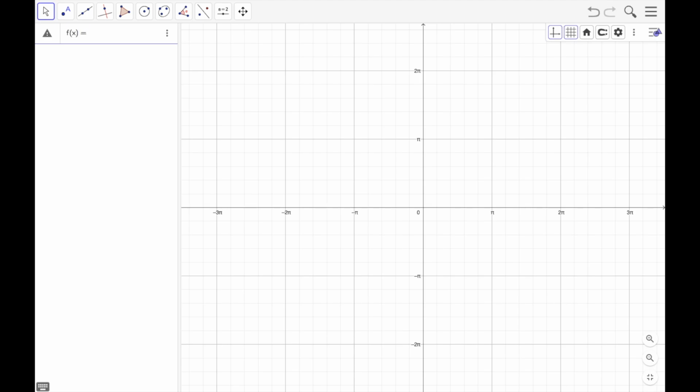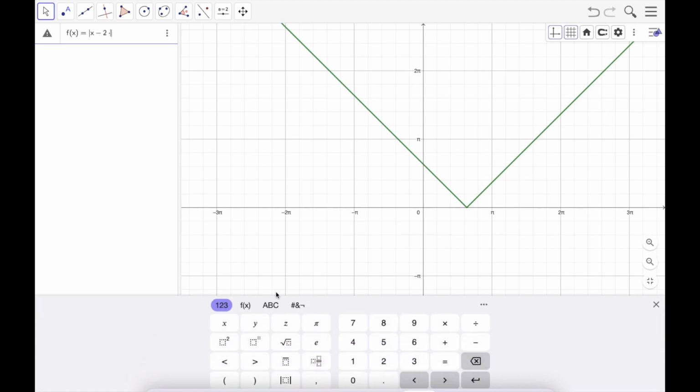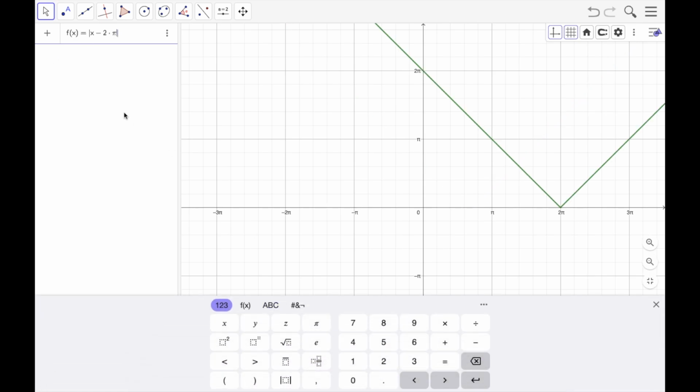So first of all, we have mod of x, then minus 2 into pi, star, and we have the floor function. Select the floor function, and here we insert the denominator. In the numerator we have x plus pi, and in the denominator we have 2 pi.